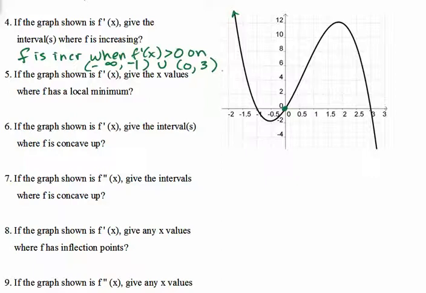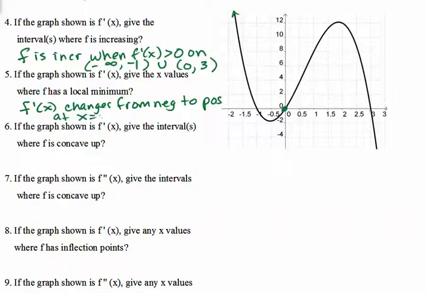All right, if the graph shown is f prime again, give the x values where f has a local minimum. Well, a function has its local minimum when it goes through a valley. So in other words, when it is decreasing and then increasing. So what does that mean? f prime of x changes from negative to positive at 0. So f has a local minimum at that point, because negative derivatives mean that the original graph was falling and positive derivatives mean the original graph was rising.